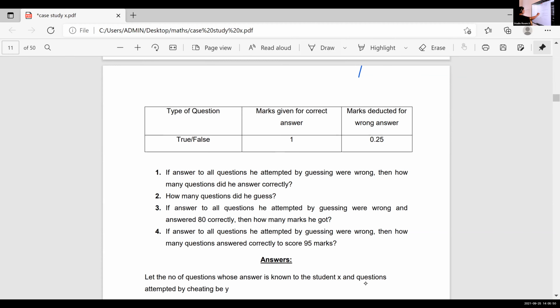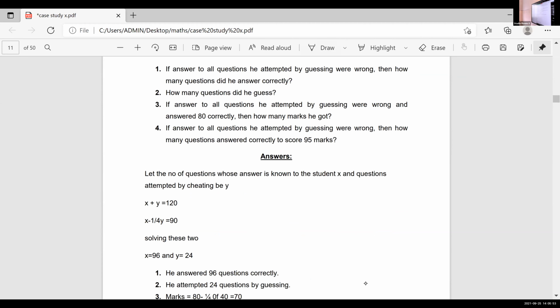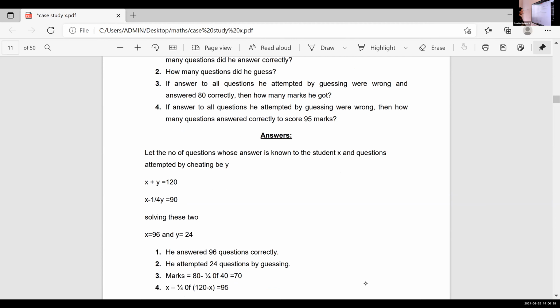Look at the solution here. What you have discussed, same thing only it is given here. Answers known to him, we are taking as x. And the number attempted, we take as y. So it is given x plus y is 120, x minus 1 by 4 y is equal to 90. When you solve it, you'll get the values of x and y. Now look at the first part. How many questions did he answer correctly? It is same as x, isn't it? How many questions he has attempted by guessing? It is same as the wrong answers. It is 24.